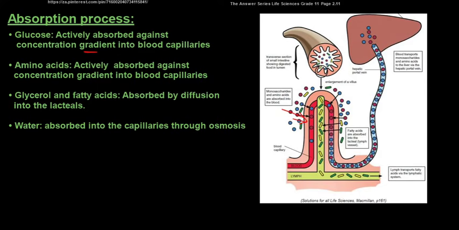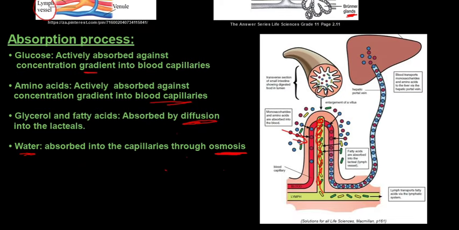Then amino acids are also absorbed actively against the concentration gradient into the blood capillaries. Water is absorbed into the capillaries through the process of osmosis, when something goes from a high water potential to a low water potential, and this is also going into the blood capillaries. Then the glycerol and fatty acids, remember I said they are too big for the blood capillaries, so they will go into the system through the process of diffusion, when something goes from a high concentration to a low concentration, and they then go into the lacteal, into the lymphatic system.